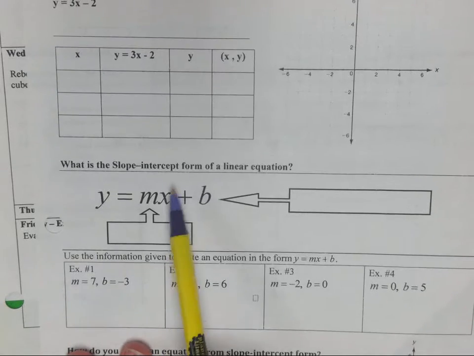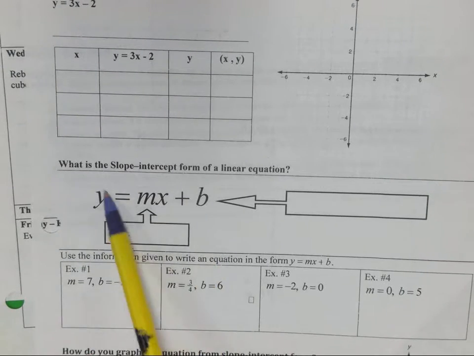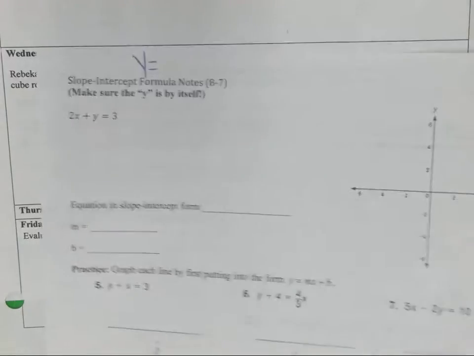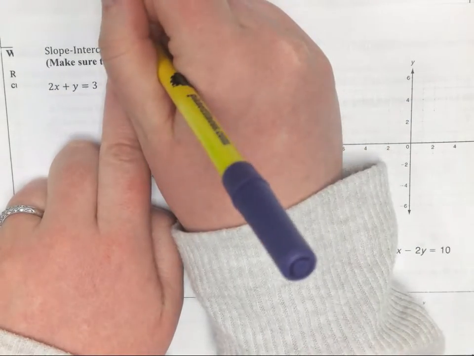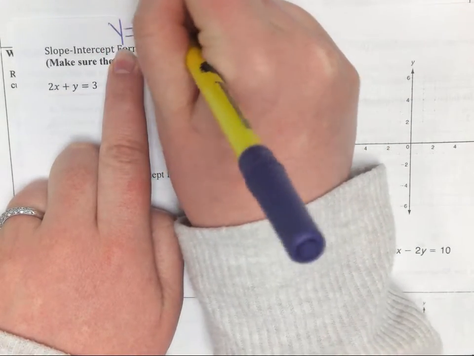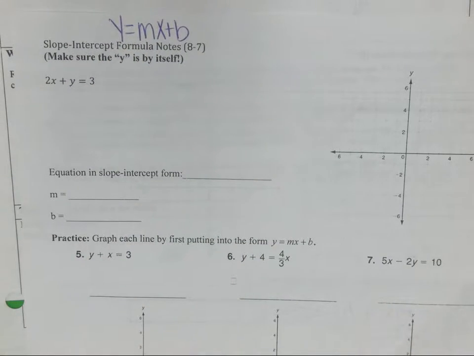So again, last Friday we talked about slope-intercept form, y equals mx plus b. Y has to be by itself. So on the back we're going to learn a new step. Up here I want to write y equals mx plus b. In order for us to identify our slope and y-intercept, flip over your paper and write this down.